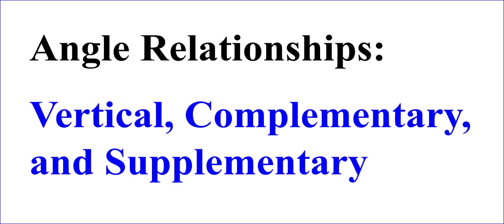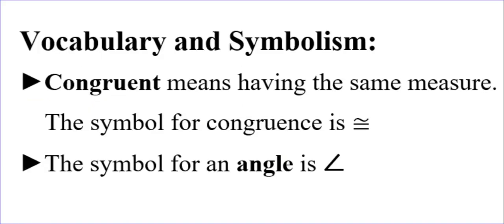Angle relationships: vertical, complementary, and supplementary. All right, so let's start with some vocabulary and symbolism. The word congruent means having the same measure. The symbol for congruence is this equal sign with the little wave on top. The symbol for an angle looks exactly like an angle.